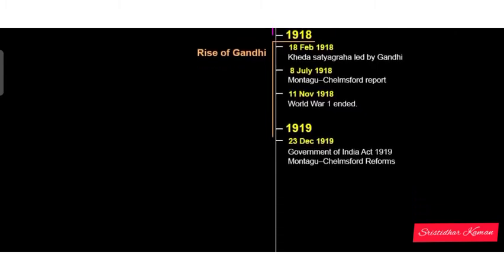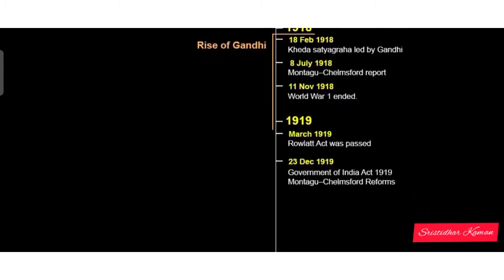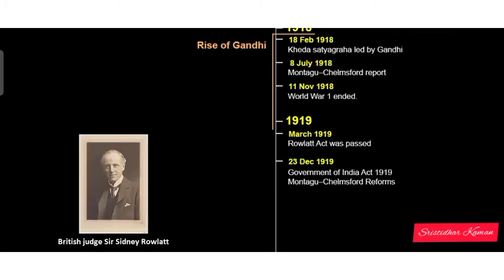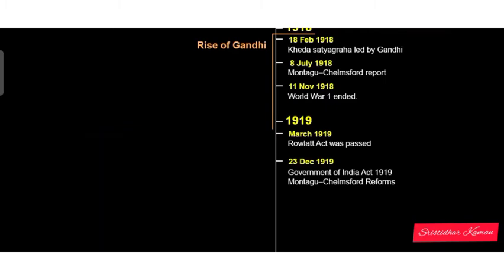In March 1919, the Rowlatt Act was passed, which was based on the report of the Rowlatt Commission. It is officially known as the Anarchical and Revolutionary Crimes Act 1919. This law gave the British government the power to arrest any person without any trial. The Imperial Legislative Council passed the infamous Rowlatt Act. Many leaders who were members of the assembly resigned in protest.